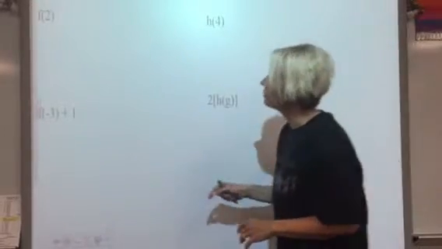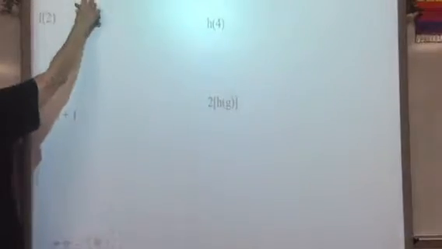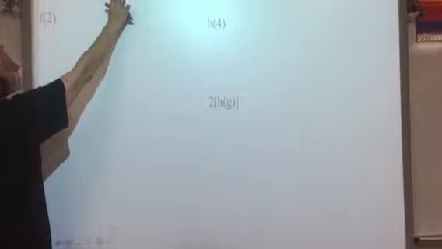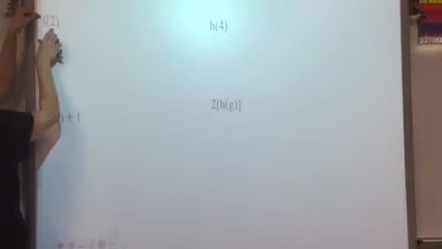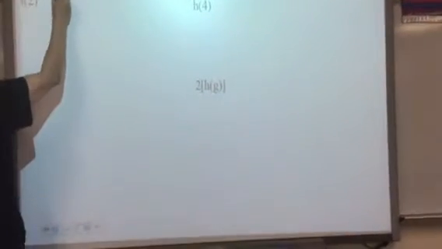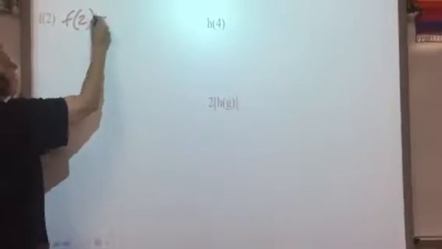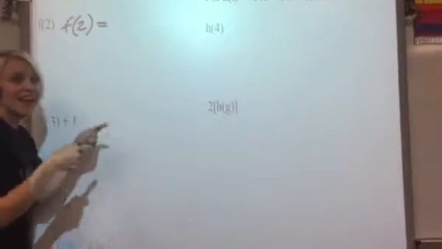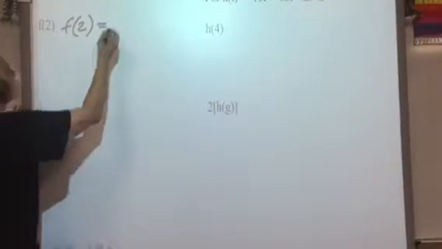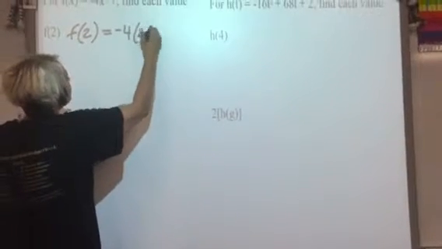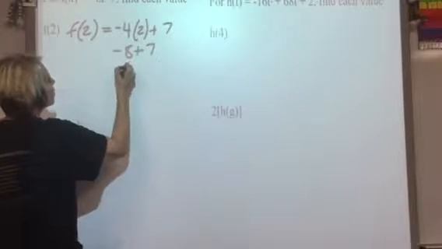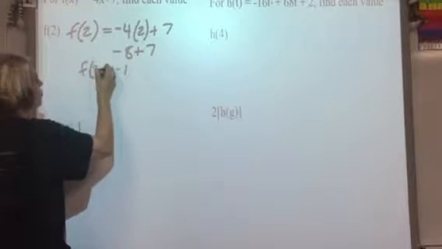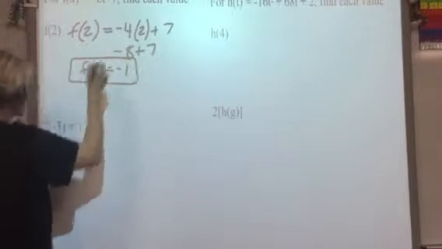So let's use function notation. F of x is equal to negative 4x plus 7, and I need to find the value when f is 2, f of 2. So what we do is we just plug in f of 2. Every place that I saw an x, I now put a 2. So negative 4 times 2 plus 7, that would be negative 8 plus 7, which would be negative 1. So f of 2 is negative 1.